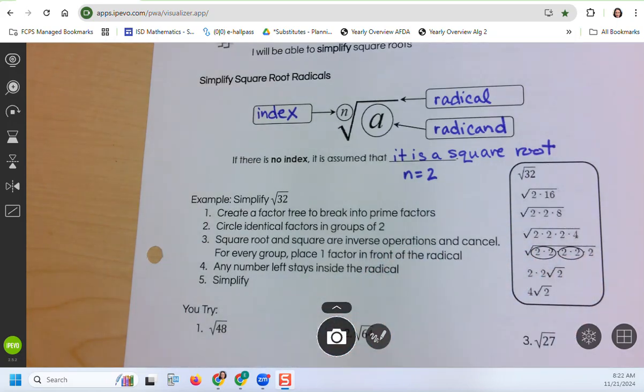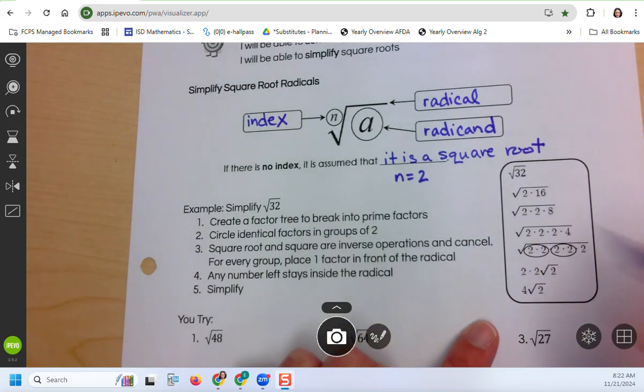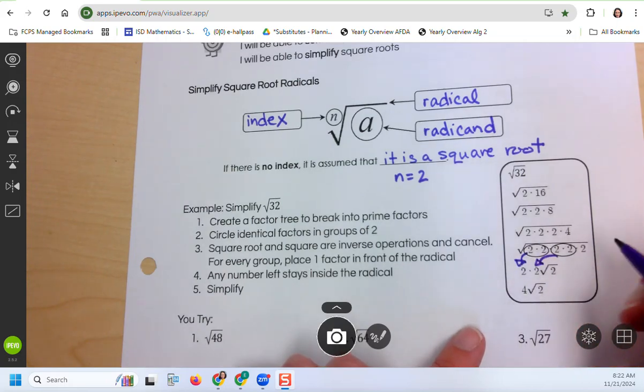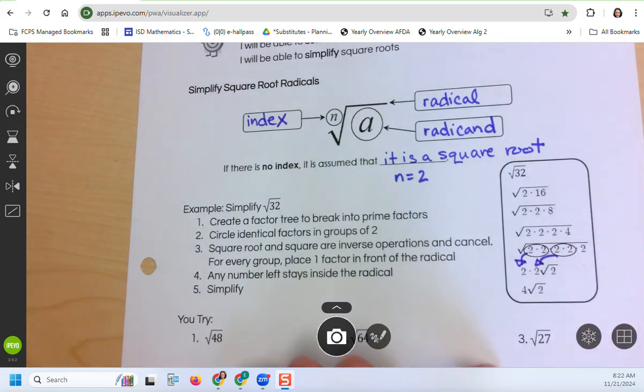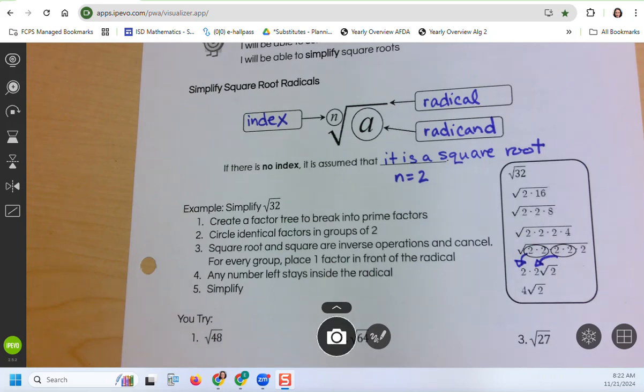And then when it's a square root, you look for pairs, because the square root of 2 squared, the square root and the square cancel, and you can move that number out. So here, this 2 and 2 comes out as a single 2. And this 2 times 2 also comes out of the radical as a single 2. And then the last 2 is left underneath because it doesn't have a partner. And then on the outside, we have 2 times 2, which makes 4. So when I ask you to simplify the square root of 32, it should be 4 root 2.